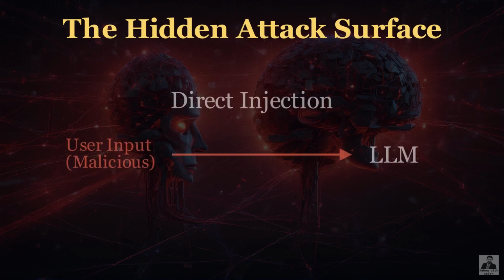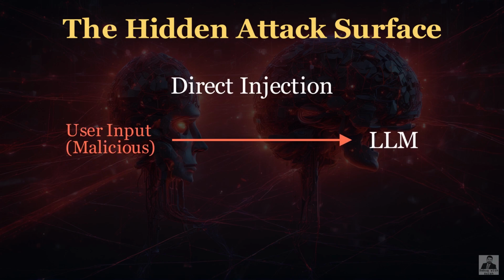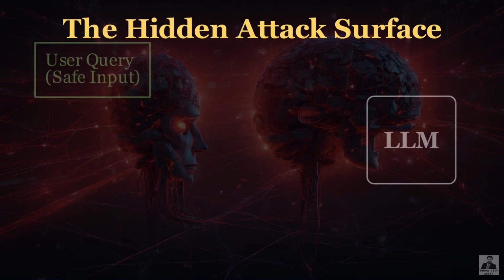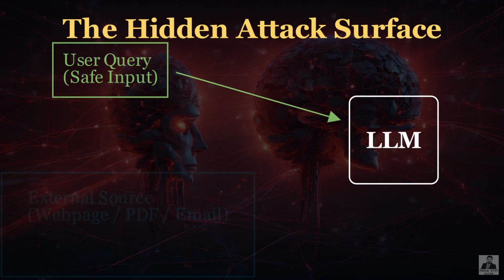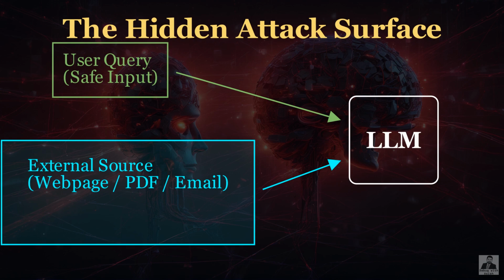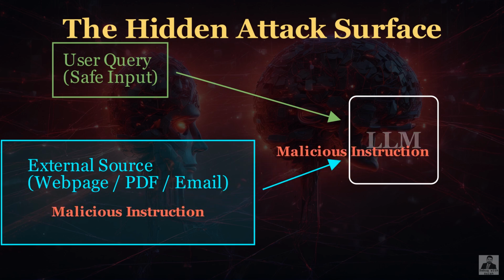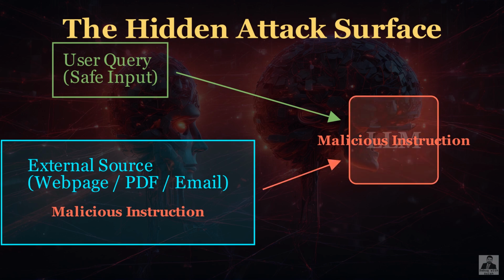In direct injection, the user provides the malicious input, but in indirect injection, the AI retrieves external data, web pages, documents, emails, and treats it as trusted context. Inside that data, an attacker hides instructions. These could be invisible to humans, like white text on a white background, or disguised as normal content. When the AI reads it, it doesn't see data. It sees instructions. And just like before, it tries to follow them.